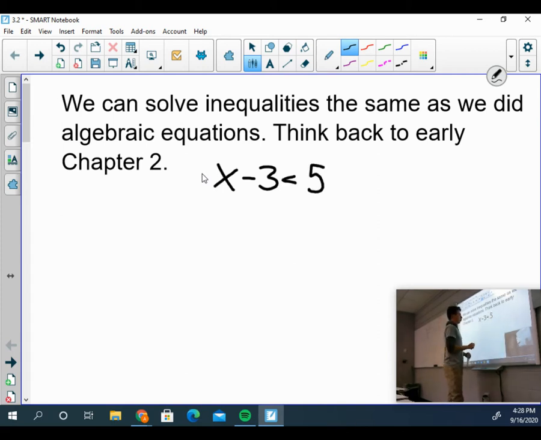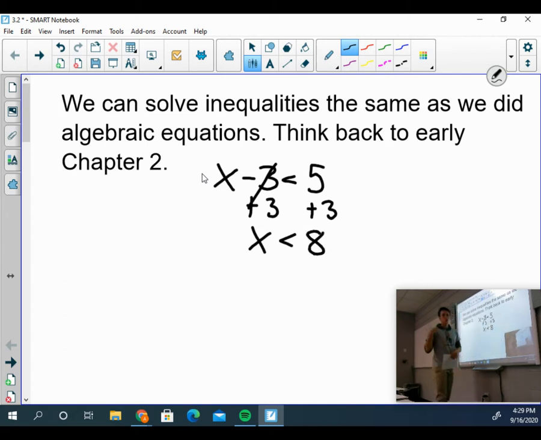What I'm telling you is you could have the same thing for an inequality. We'll get into where in the real world you would see this later. But we could have the same thing with an inequality, and you're going to solve it the exact same way. Again, how do I get the variable by itself? That is my goal. Well, I'm going to add 3 to both sides. When I do that, I get x is less than 8.